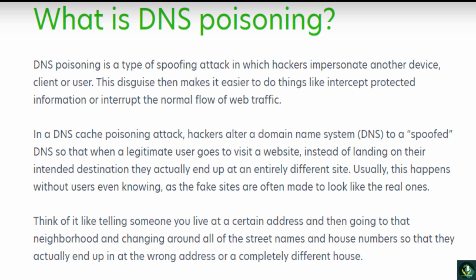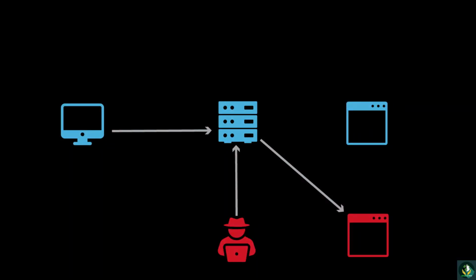In a DNS cache poisoning attack, hackers alter a domain name system to a spoofed DNS so that when a legitimate user goes to visit a website, instead of landing on their intended destination, they actually end up at an entirely different site. Usually this happens without users even knowing, as the fake sites are often made to look like the real ones. Think of it like telling someone you live at a certain address and then going to that neighborhood. So this is actually the diagram.